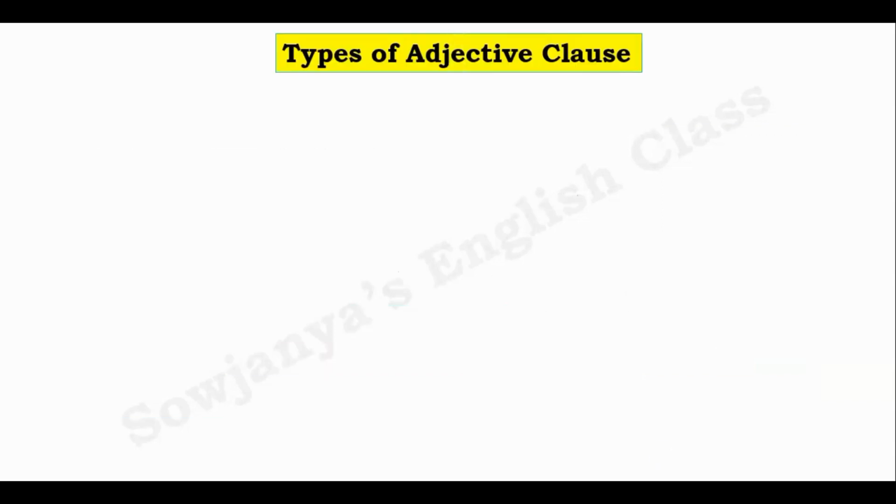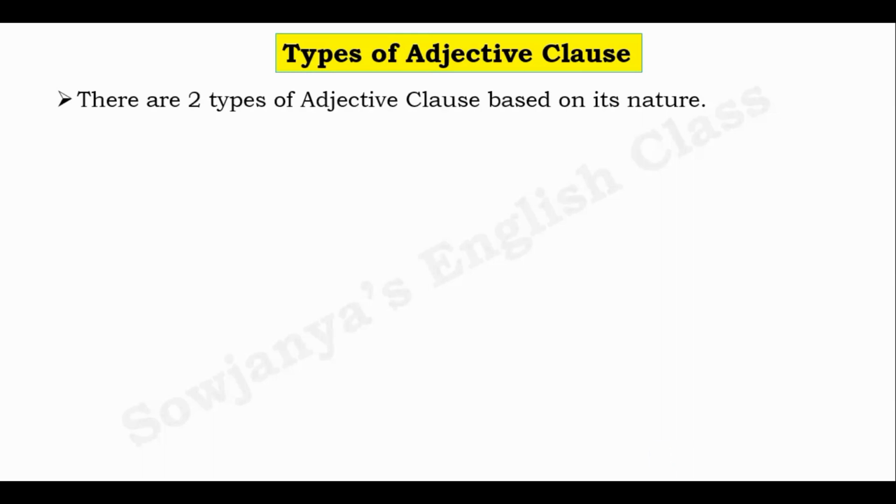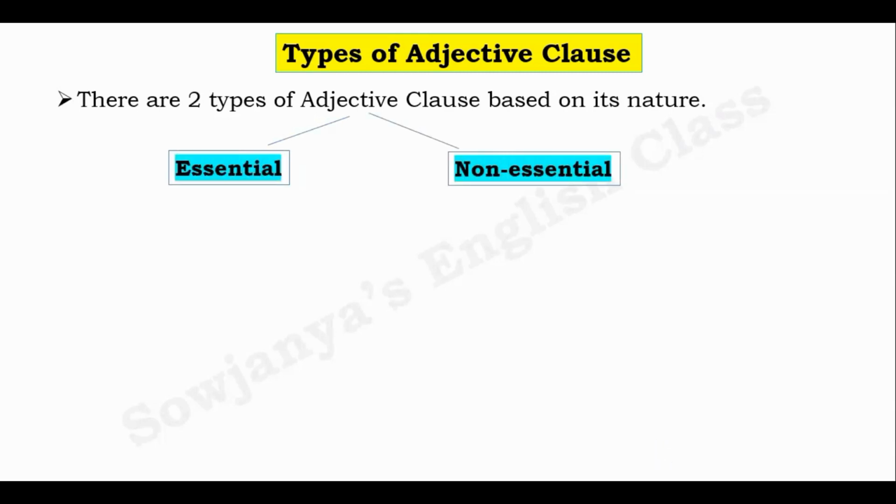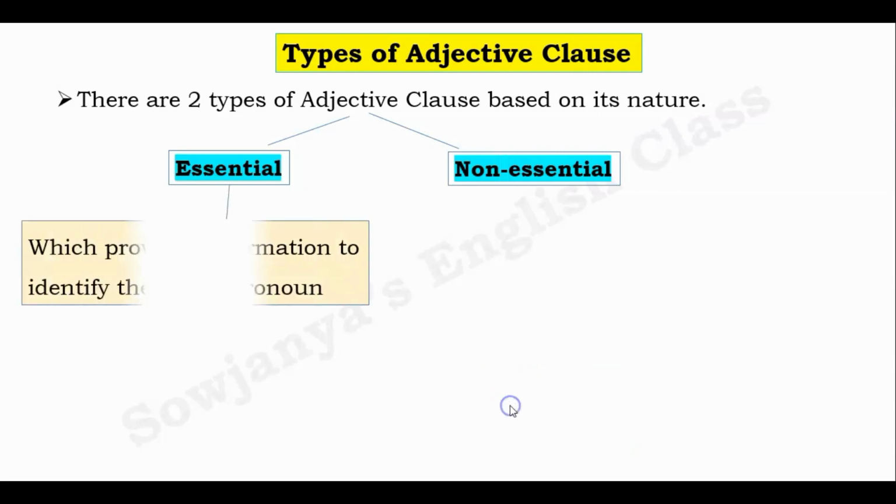Types of adjective clause. There are two types of adjective clause based on its nature. They are essential and non-essential. Essential, required; non-essential, which is not required. An essential adjective clause is one which provides information to identify the noun or pronoun used in the sentence.